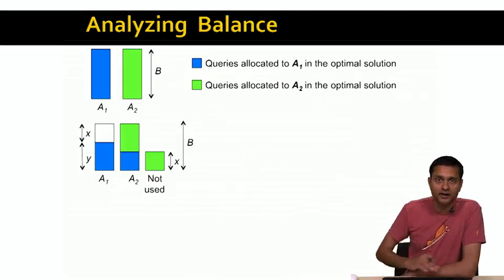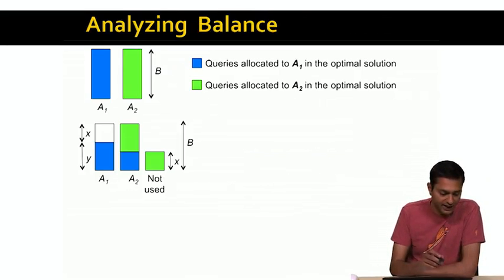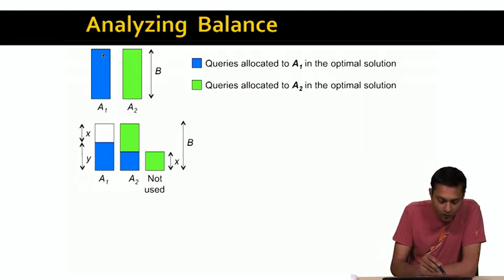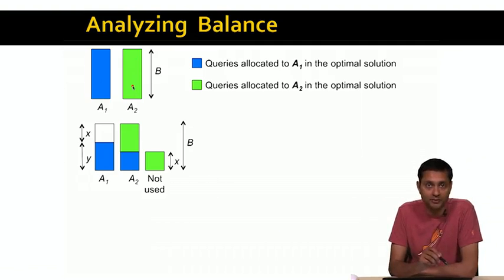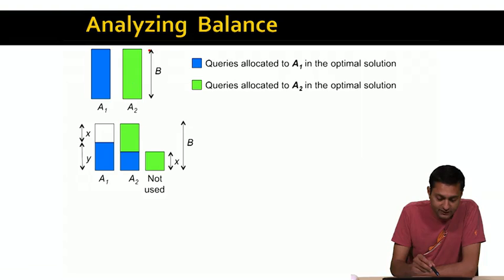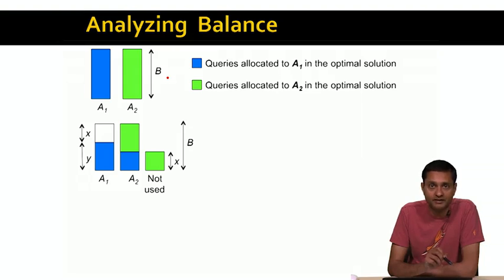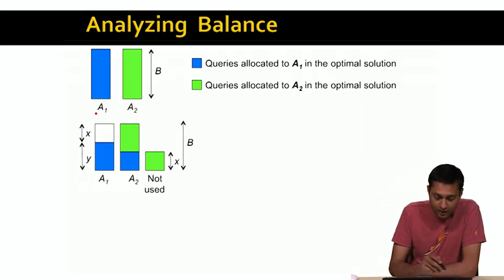Let's look at a simple visual to help us understand what's going on here. Let's assume that these 2 rectangles represent sets of queries. In this case, the blue queries are the queries that were allocated to advertiser A1 in the optimal solution, and the green rectangle represents a set of queries that were assigned to advertiser A2 in the optimal solution. Remember that there are B queries of each kind, since we exhausted both A1's budget and A2's budget, and so there were a total of 2B queries that were allocated by the optimal solution. Okay, and this is the optimal solution.